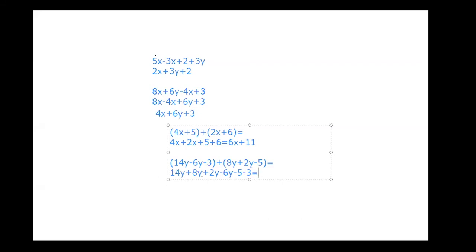Now, if you want, we can probably do all this in our head. 14 plus 8 is 22, plus 2 is 24. 24 minus 6 is 18. So we have 18y. And then you have minus 5 minus 3, which is minus 8. So you have 18y minus 8. That's your final answer there. So how did we do on that? How are we doing on that so far?